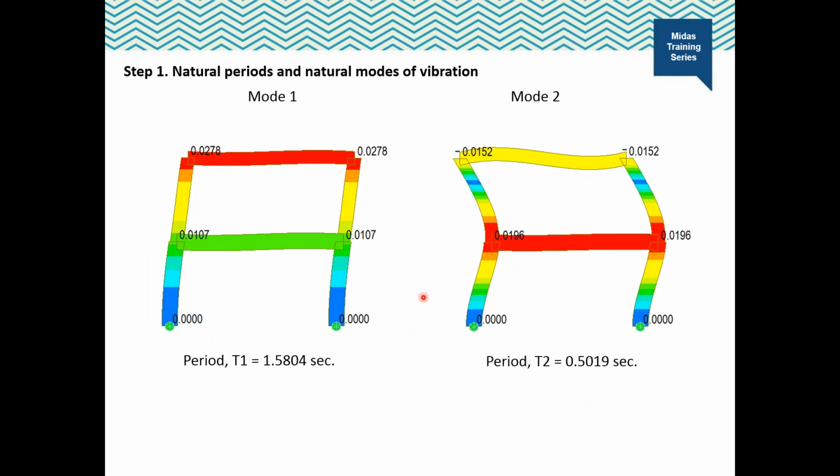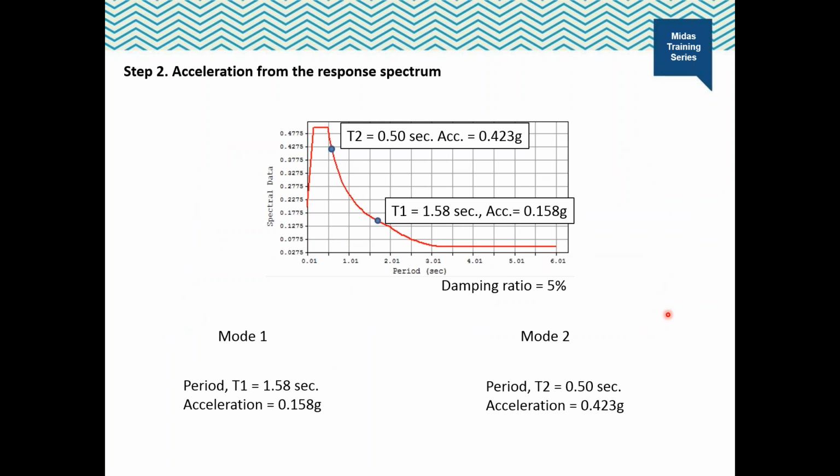So, as the first step, we need to determine the natural periods and natural modes of vibration. As the second step, we read the acceleration from the response spectrum corresponding to natural periods and damping ratio.